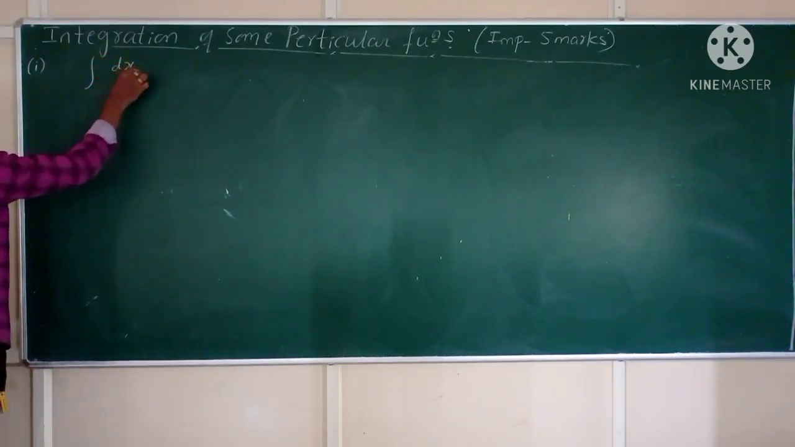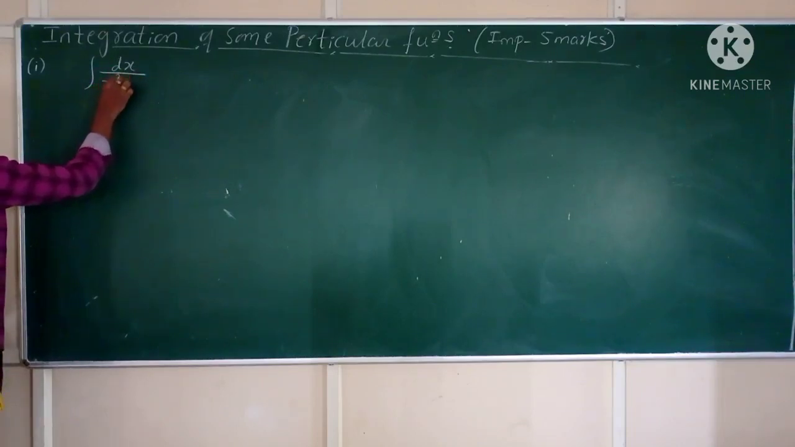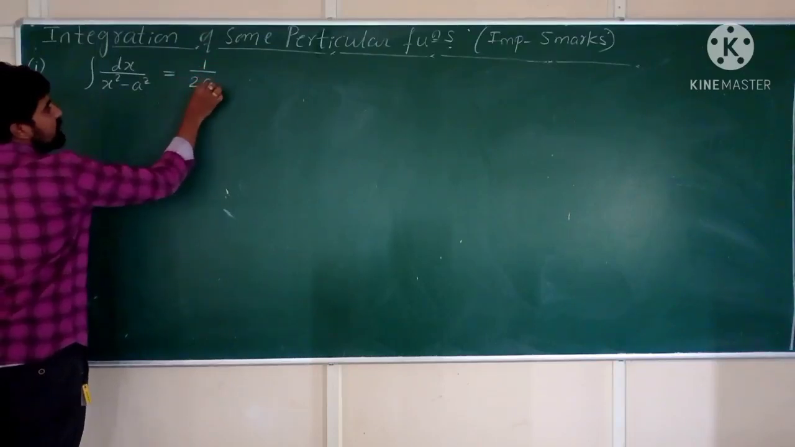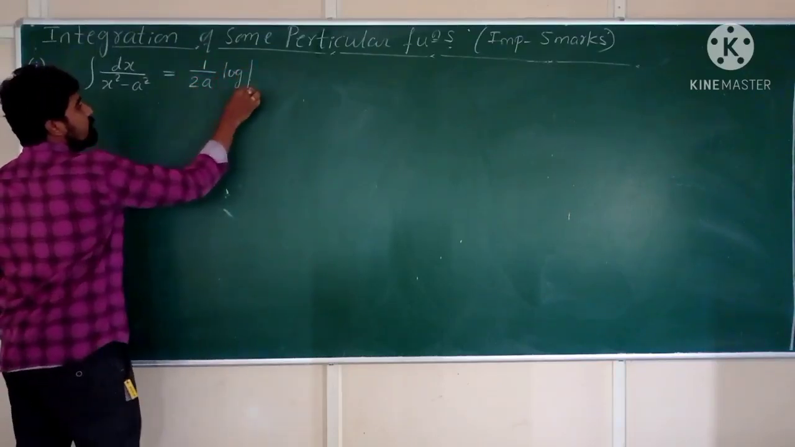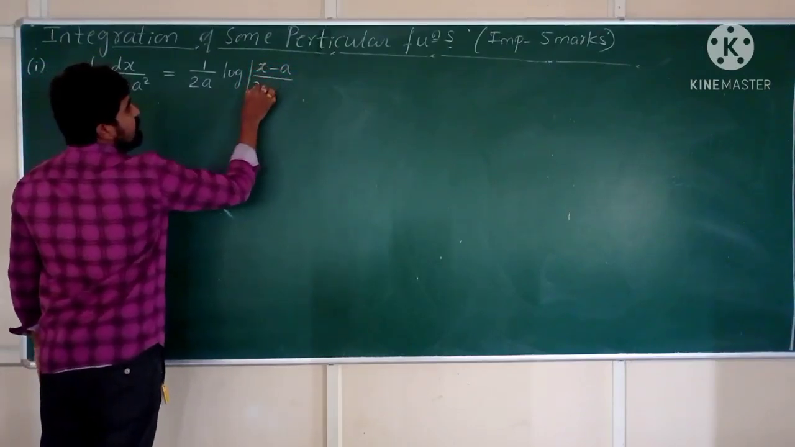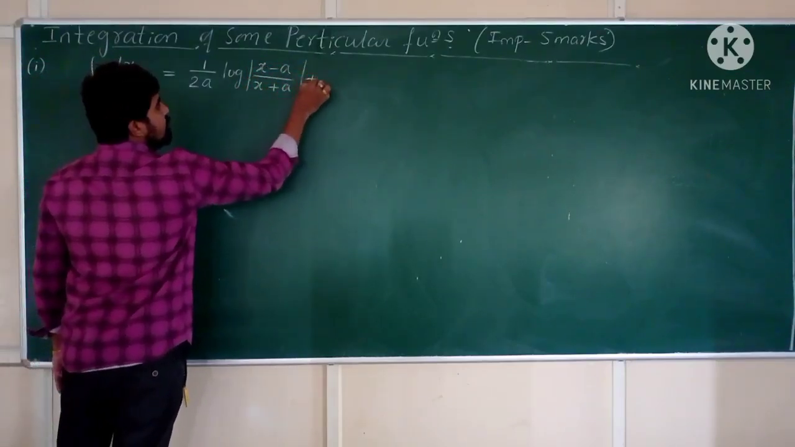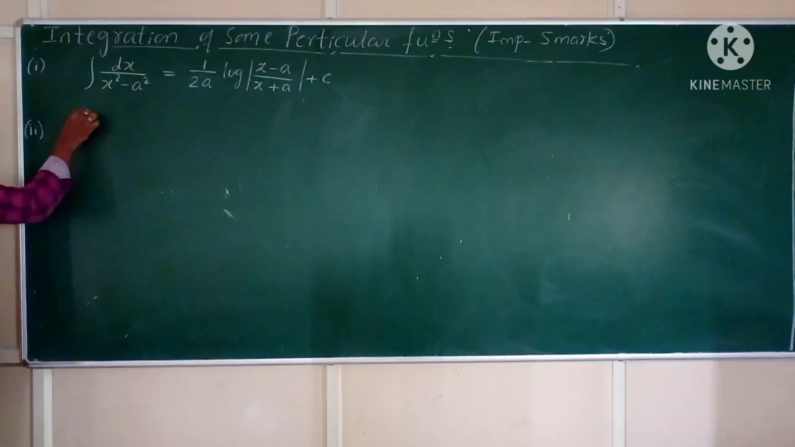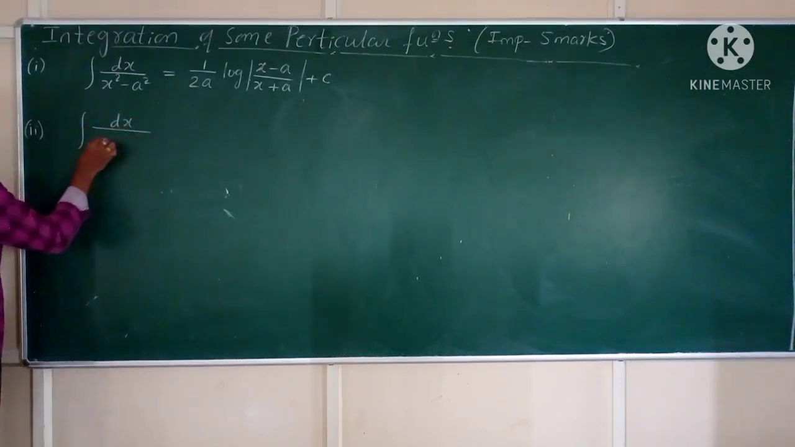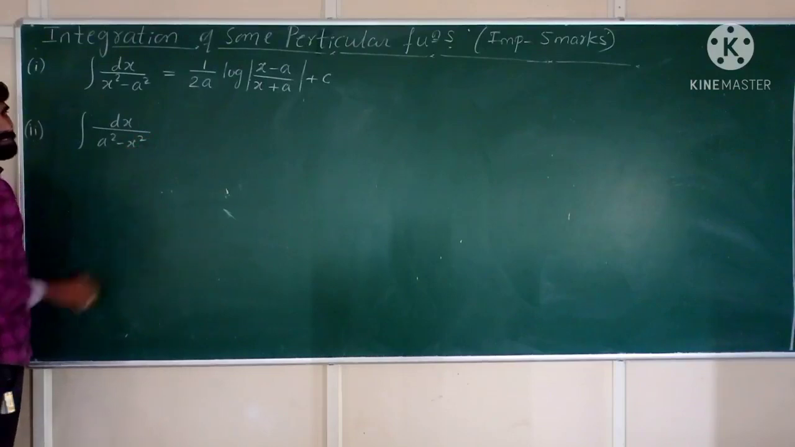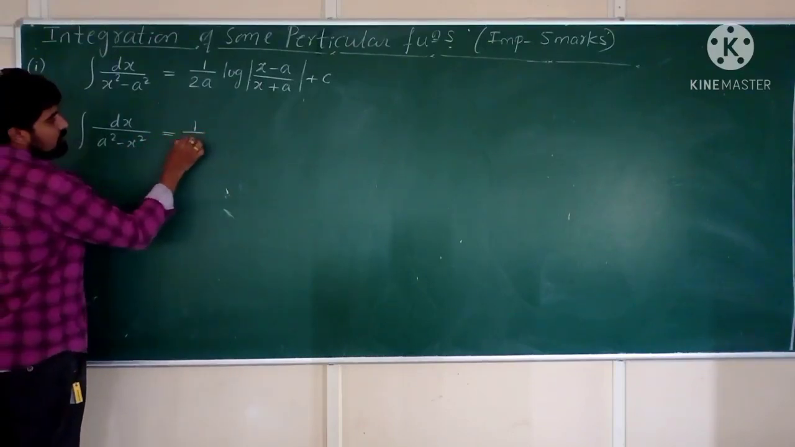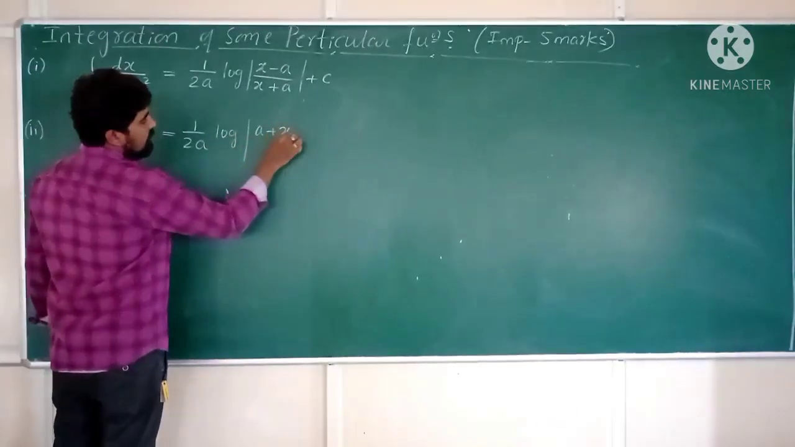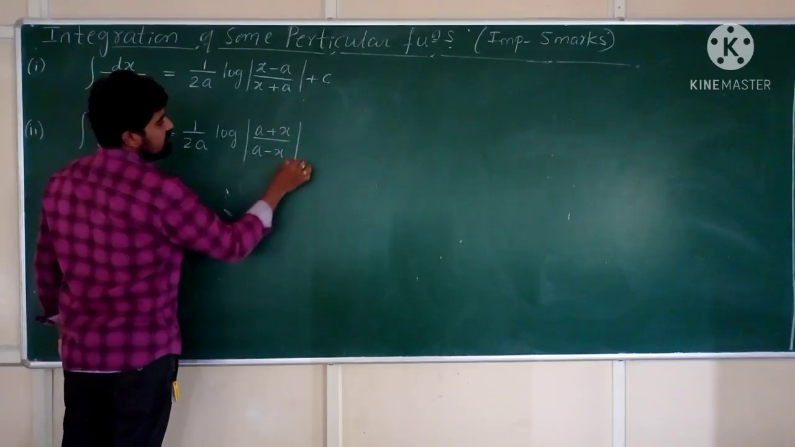Integration of dx divided by x square minus a square is equals to 1 by 2a log of x minus a divided by x plus a plus c. And the second one is integration of dx divided by a square minus x square, which is equals to 1 by 2a log of a plus x divided by a minus x plus c.